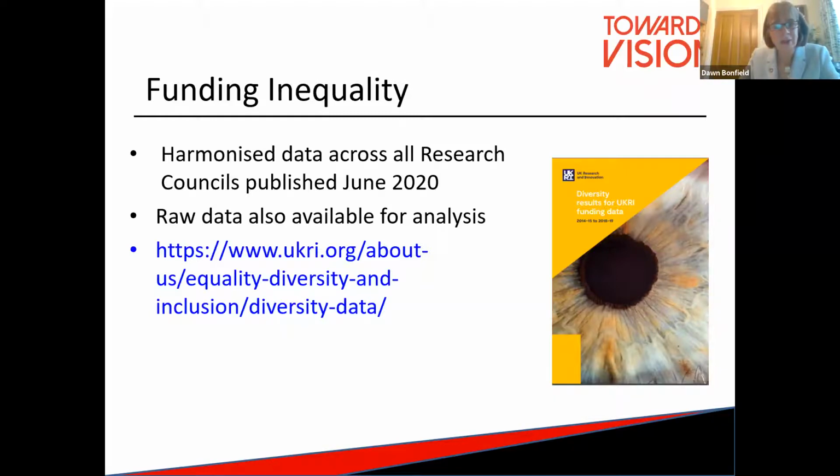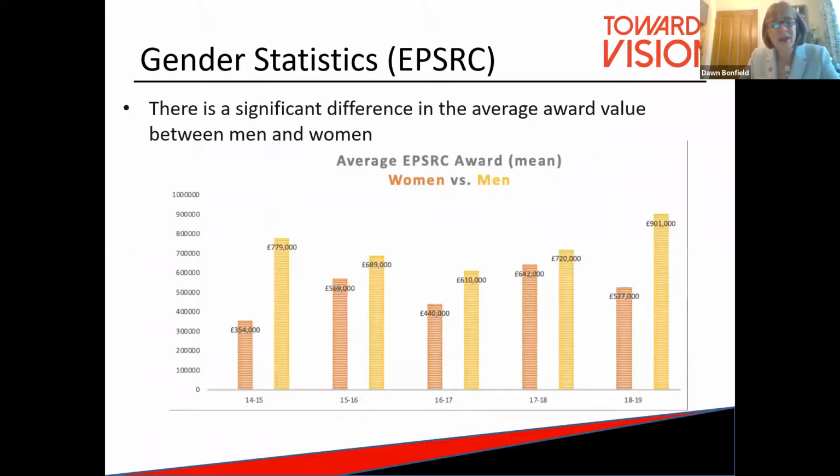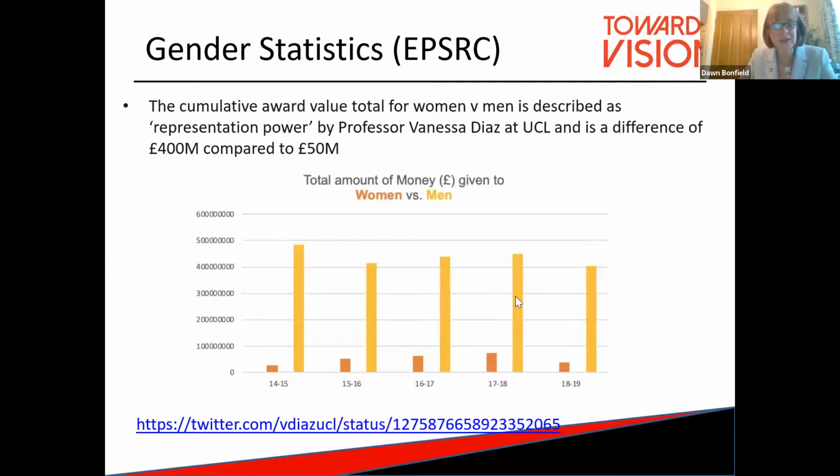EPSRC and UKRI have come out with some data recently. If you analyse that data, which is here in these statistics, one of the things you see is the difference in funding between men and women. This is thanks to Vanessa Diaz, and she shows there's an enormous gap in funding between men and women in higher education. It's 400 million compared to 50 million. The power of money is the power of representation in higher education.